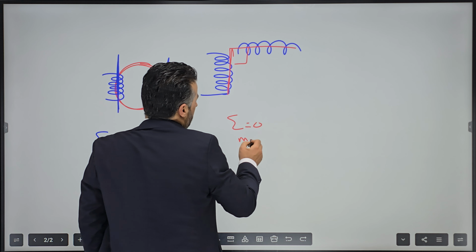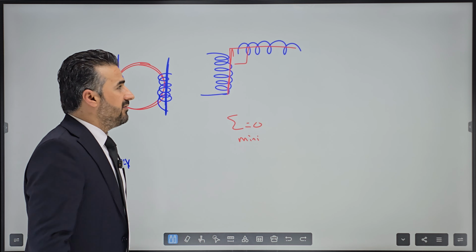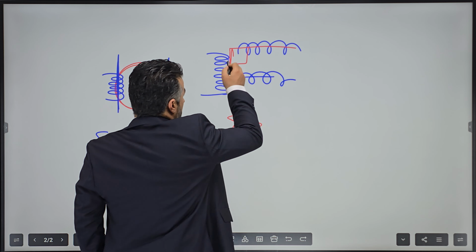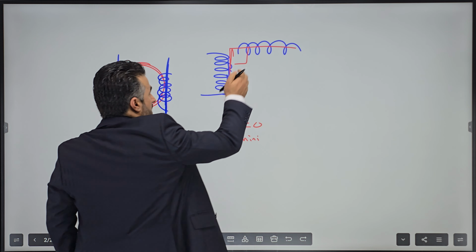Minimum, you can call that zero EMF. The important thing is that the angle between the two is 90 degrees; whichever you write will be totally fine.